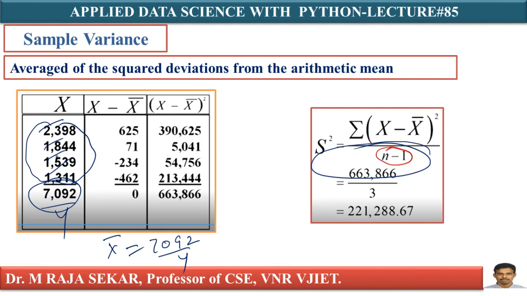2398 minus x bar, 1844. These are the deviations from the mean. This is the whole square, this is the summation. Just I am dividing. There are 4 numbers, n minus 1, 4 minus 1, 3. This is my sample variance.